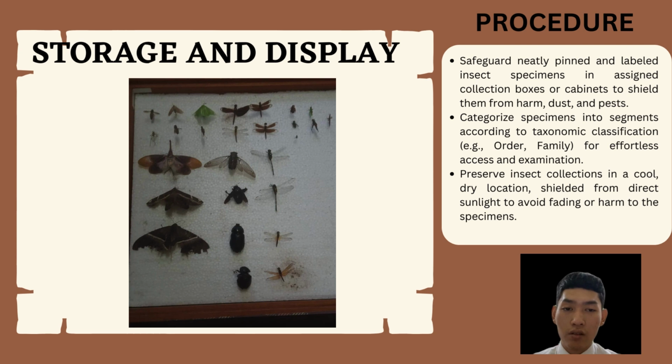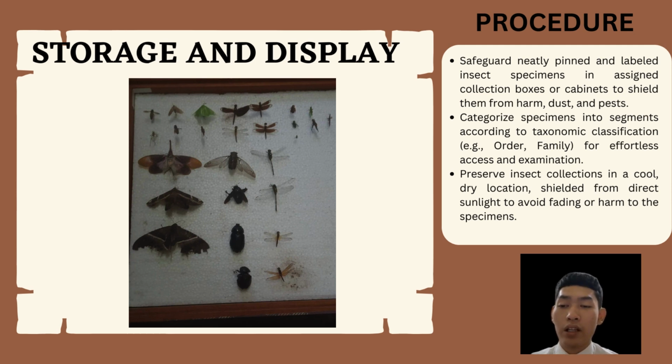This activity is to store the insects that have been captured and display them for people to see. There is also a procedure for storing and displaying the insects, which is: first, safeguard neatly pinned and labeled insect specimens in an assigned collection box or cabinet to shield them from harm, dust, and pests. The second one is to categorize specimens into segments according to taxonomic classification, for example order and family, for effortless access and examination.